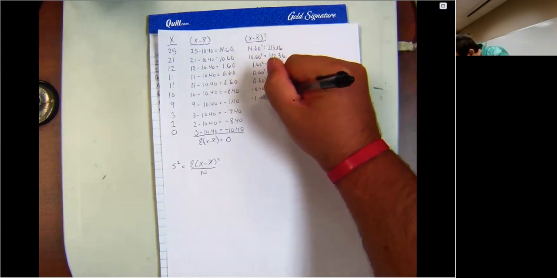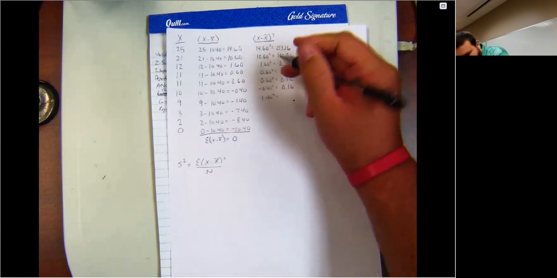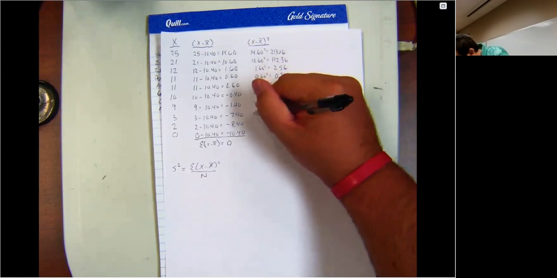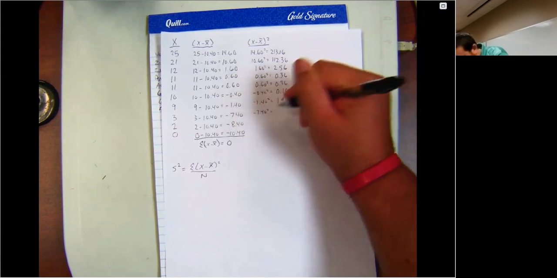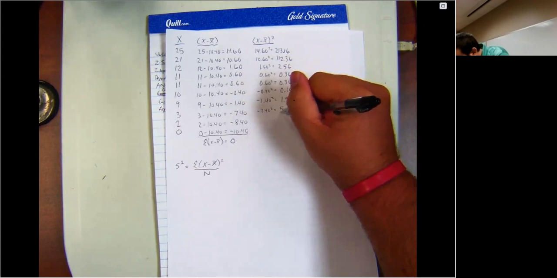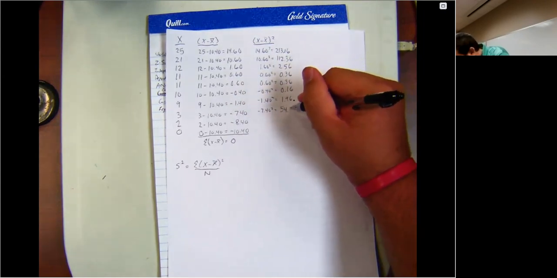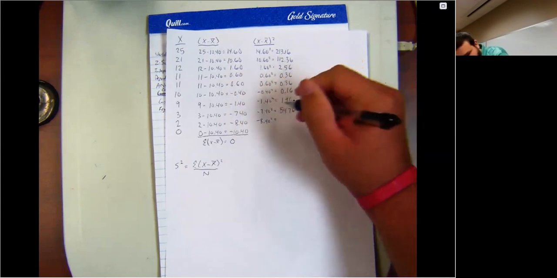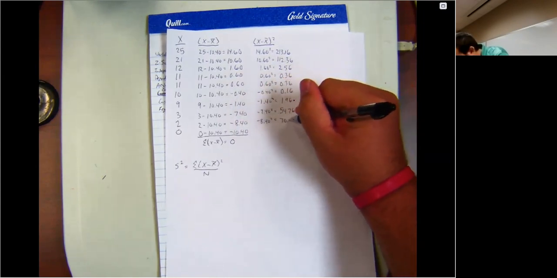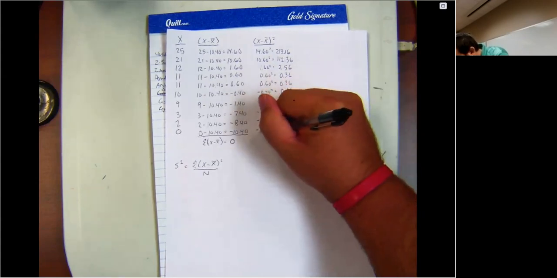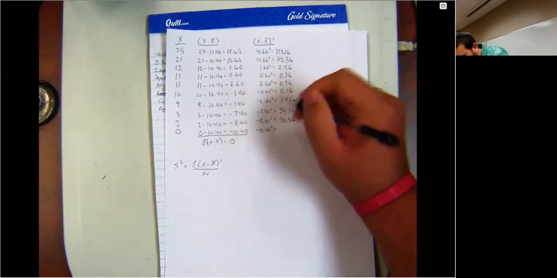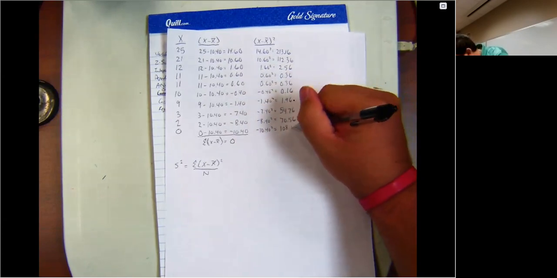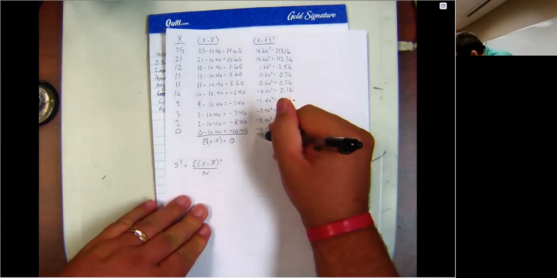Negative 1.4 squared is 1.96. Negative 7.4 squared is 54.76. Negative 8.4 squared is 70.56. And the last one, negative 10.4 squared, is equal to 108.16.